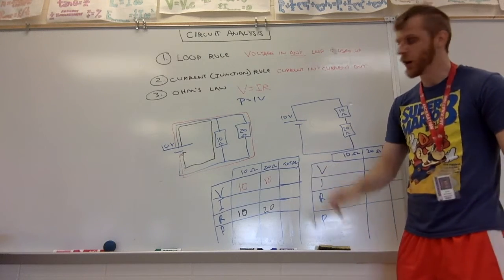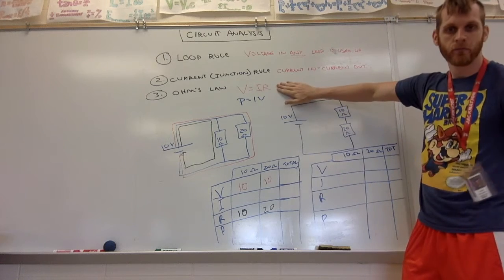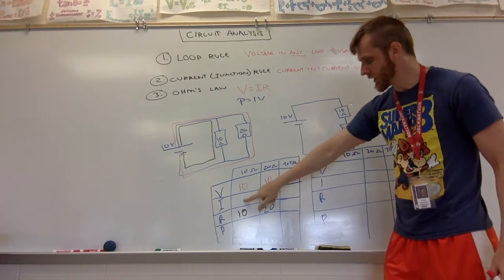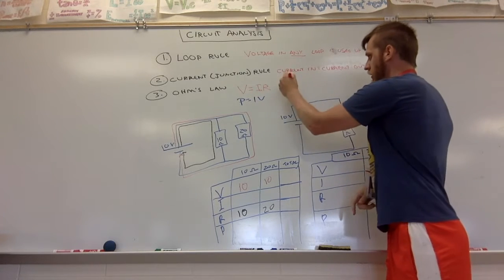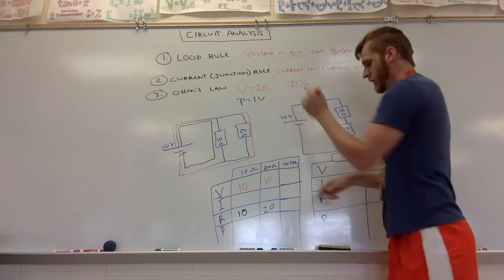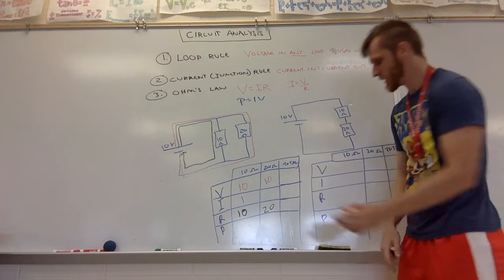Look at that. As long as I know 2 pieces of information in the column, I can fill in the other ones using this law, Ohm's law. So if I want to find the current, I just do I equals V over R. I just rearrange that equation. I'll write that down. I equals V over R. So 10 divided by 10, it's 1 amp. 10 divided by 20, it's 0.5 amps.